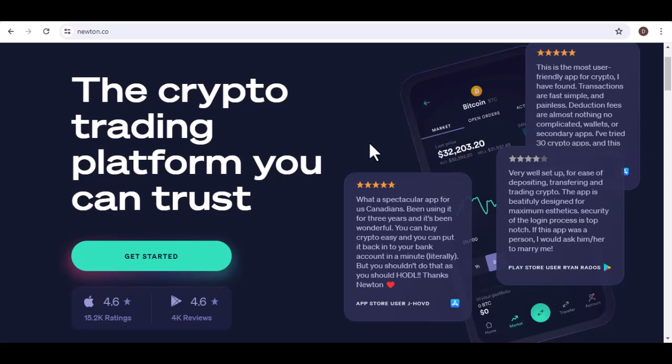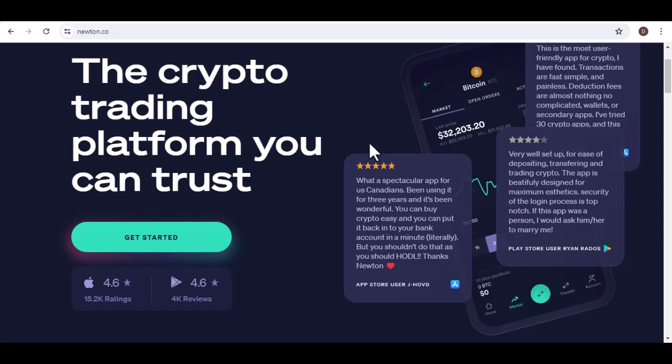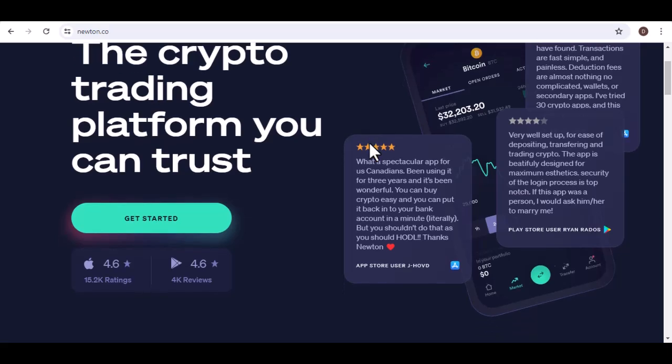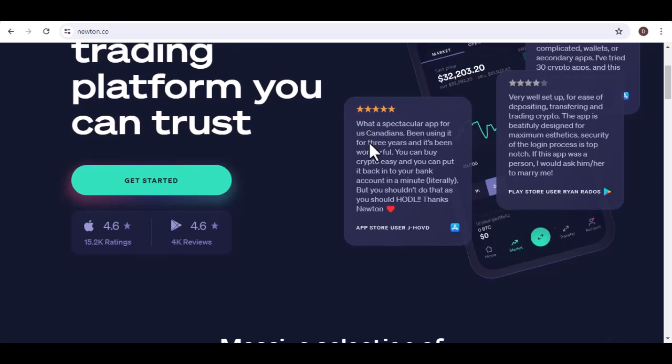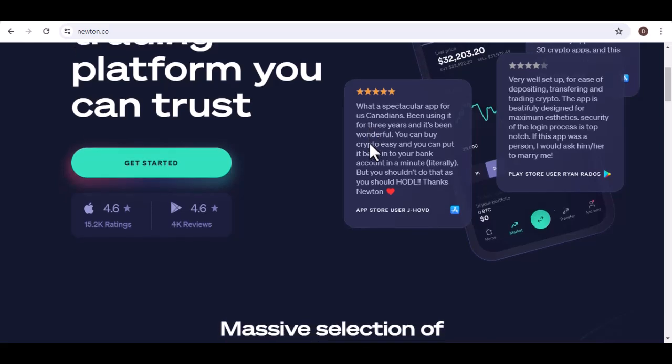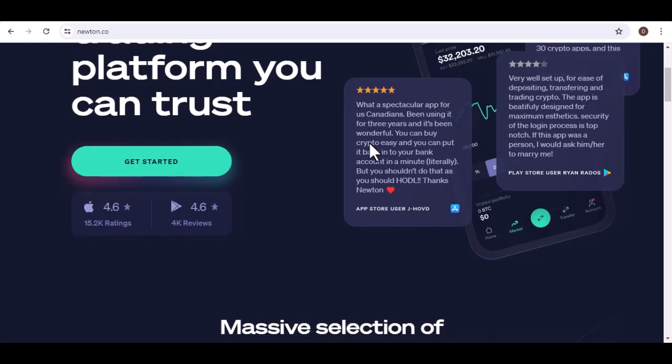Today, we're diving deep into one project that's caught the eye of a lot of crypto enthusiasts, Newton. They have their own token, the Newton token, NEW, and people are saying it's something special. But what exactly makes it different from the hundreds of other options out there? Is it worth your hard-earned cash?